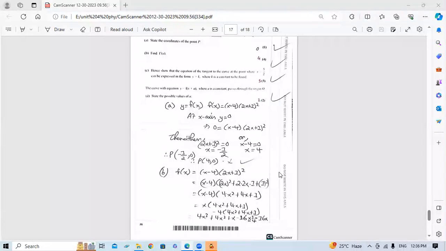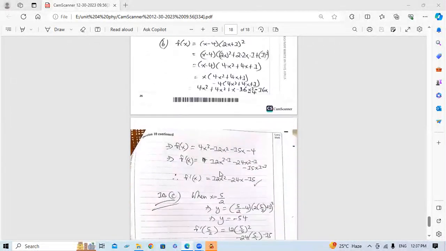Number B, f(x) equals (x minus 4)(2x plus 1) squared. For (a plus b) squared the formula is a squared plus 2ab plus b squared. So (2x) squared plus 2 into 2x into 1 plus 1 squared. (x minus 4)(4x squared plus 4x plus 1). x into (4x squared plus 4x plus 1) minus 4 into (4x squared plus 4x plus 1) will be 4x cubed plus 4x squared plus x minus 16x squared minus 16x minus 4. So f(x) will be 4x cubed minus 12x squared minus 15x minus 4.